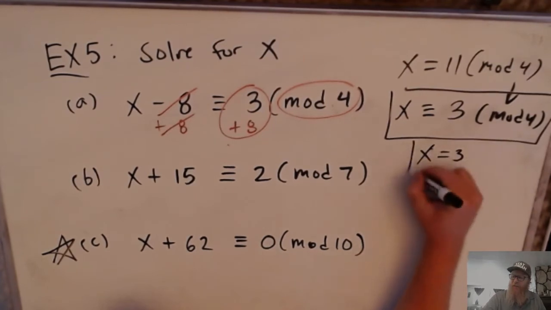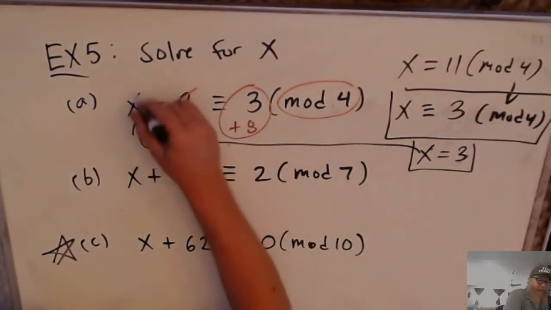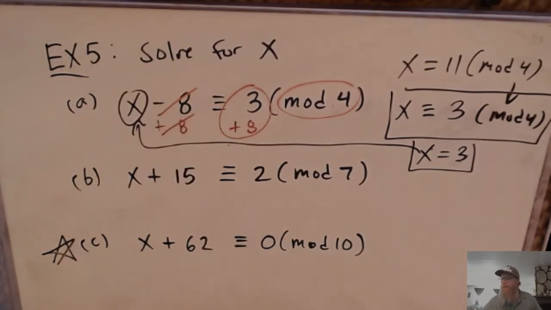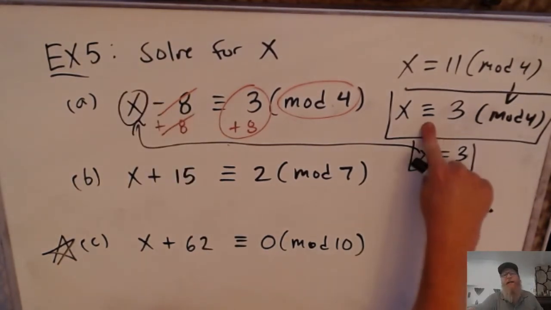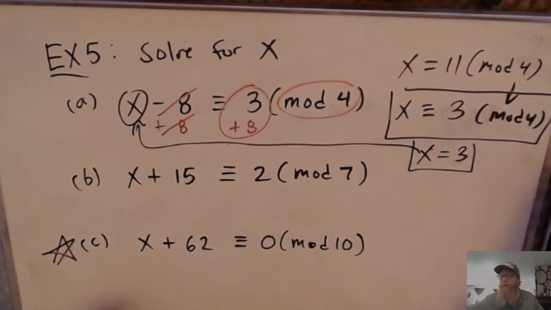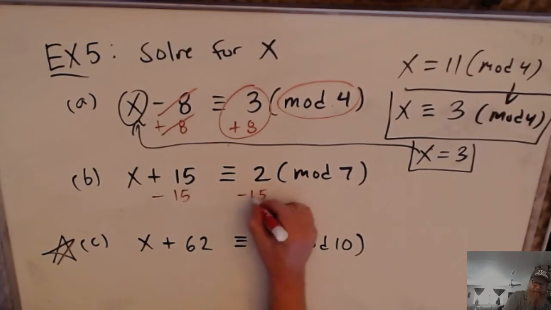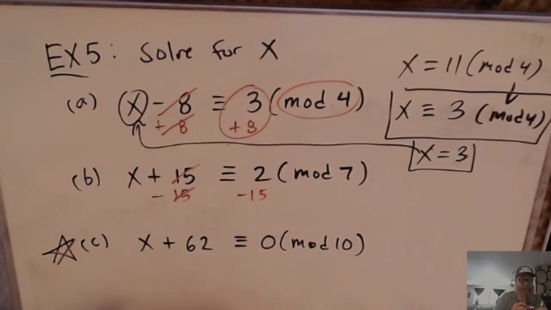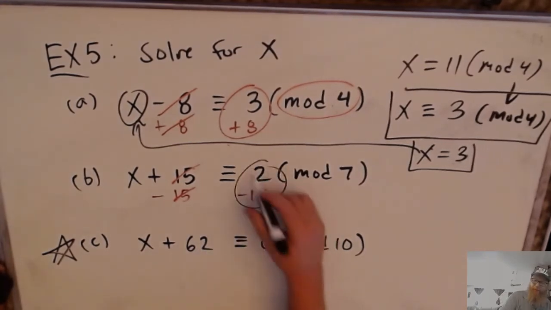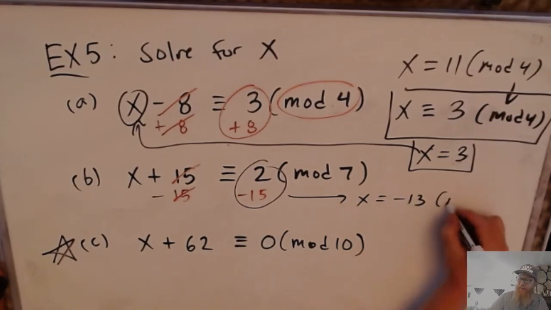For these, you can actually just use the old-fashioned equal sign as opposed to the congruent sign. You don't have a congruent symbol on your computer, so you could just use the normal equal sign. All right, same thing here. We're going to subtract 15. Uh-oh, we're going to get a negative number. So x is going to be equal to negative 13.